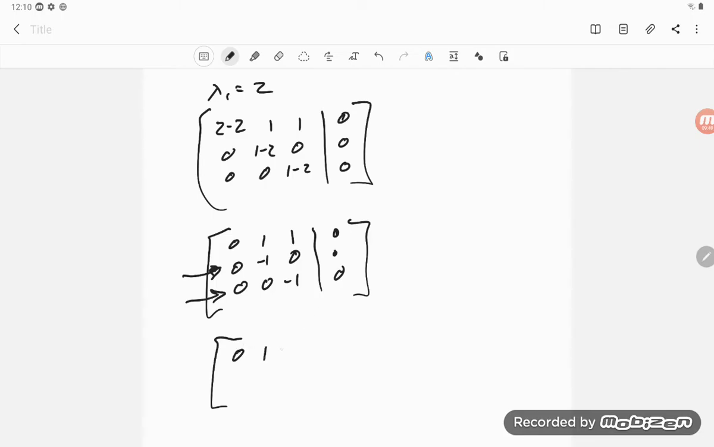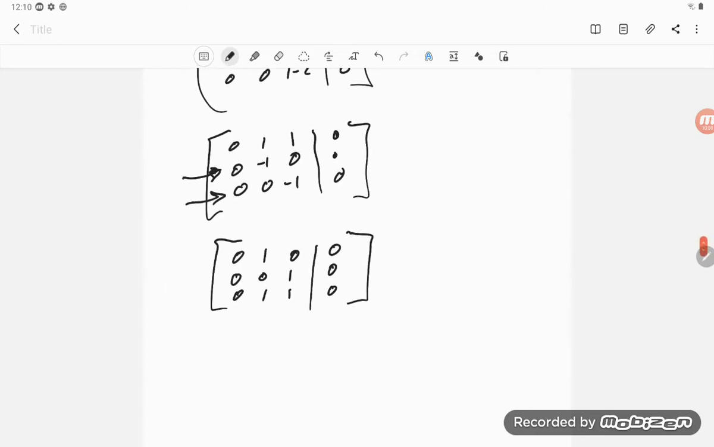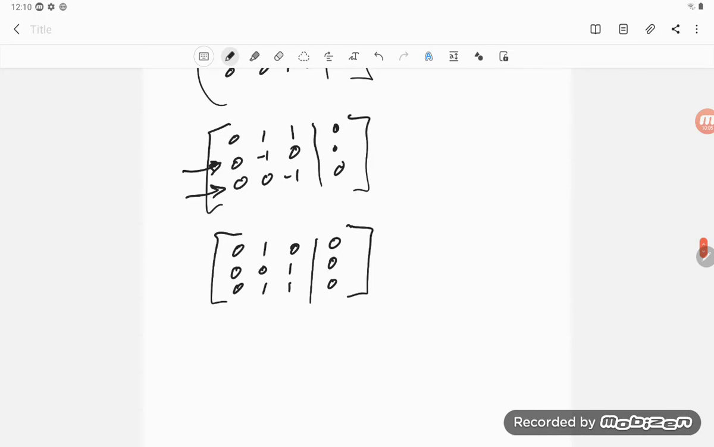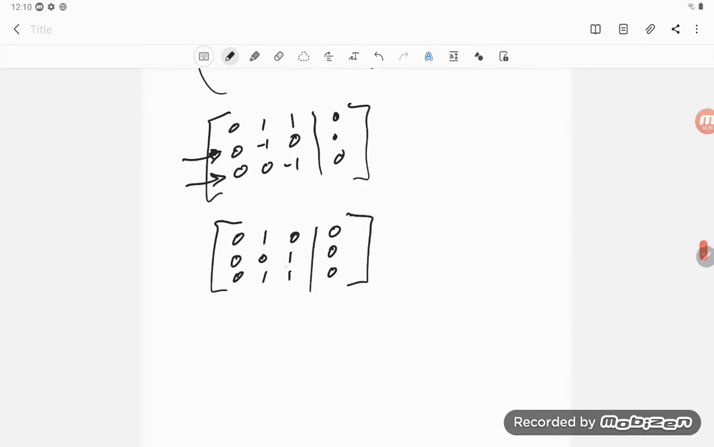0, 1, 0, 0, 0, 0, 1, 0, and 0, 1, 1, 0. Now, I don't know if I really needed to switch, yeah, okay, we got everything there. But it was good to do that switch and do the negative of it.